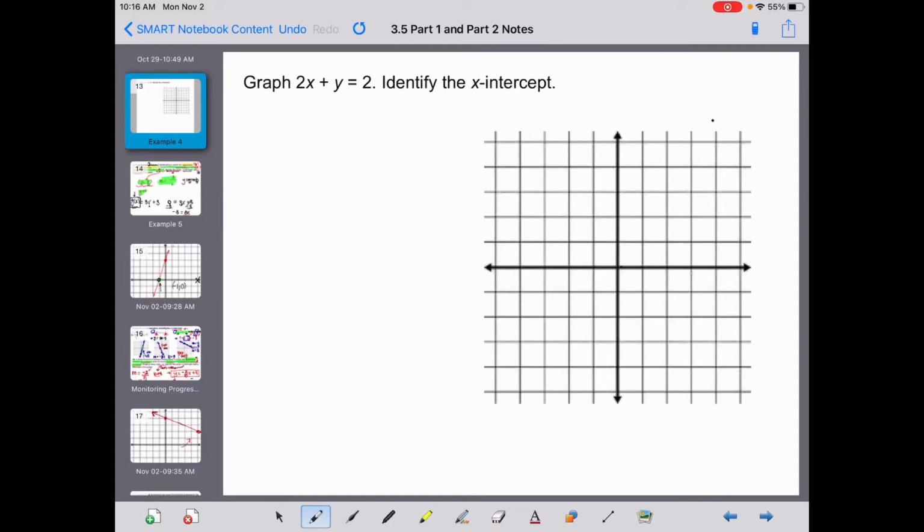Hi everyone, we are moving on to 3.5, part 2. So same section, just a little bit more of it. We're going to start the first problem by graphing in slope-intercept form.